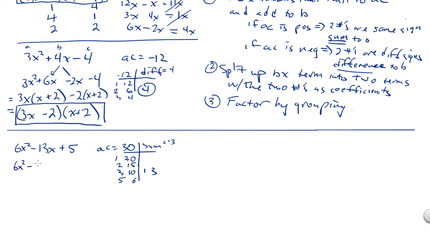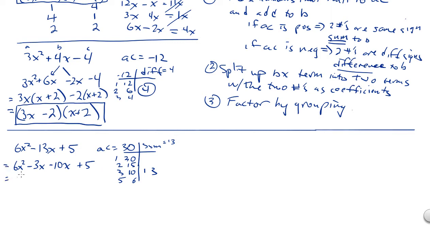6x squared minus 3x. And by the way, it doesn't matter whether I put the negative 3x or the negative 10x first. It really doesn't matter. The factor by grouping will still work regardless of which one you put first. So it doesn't matter. Minus 10x plus 5.